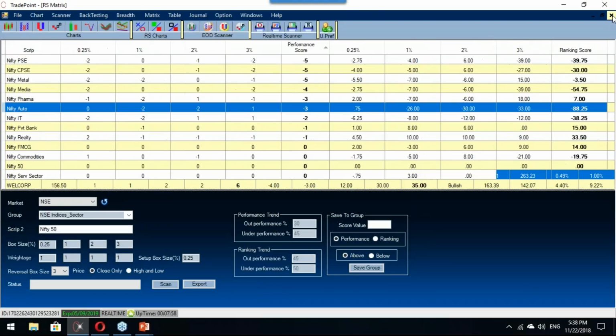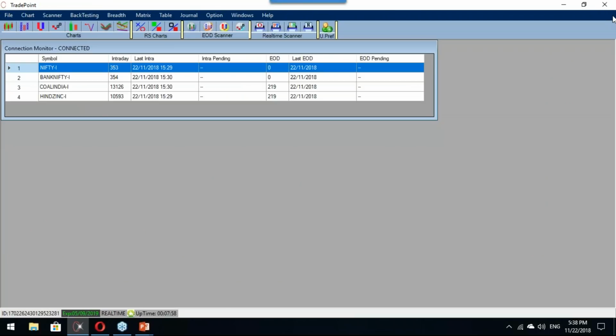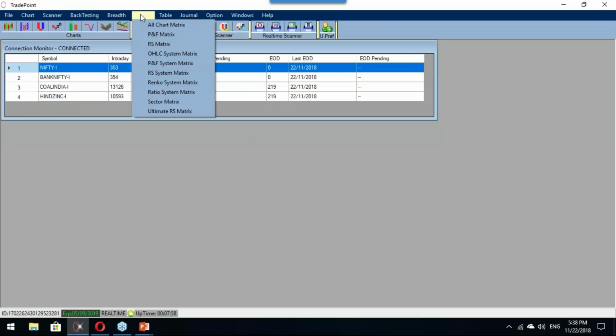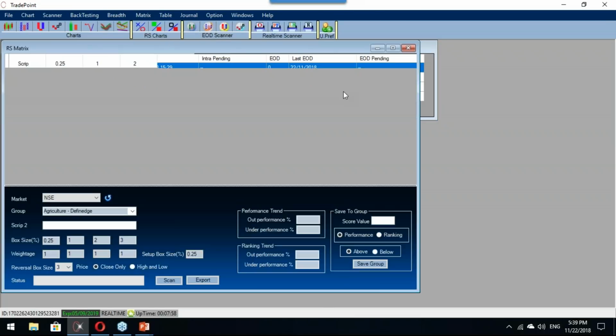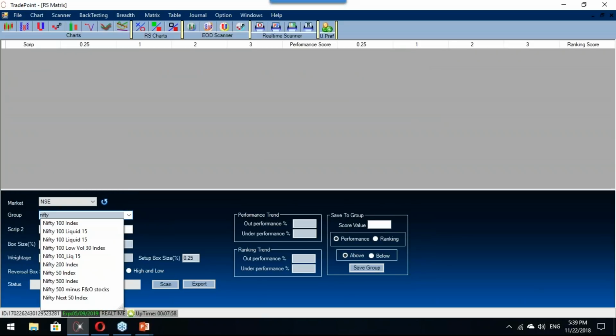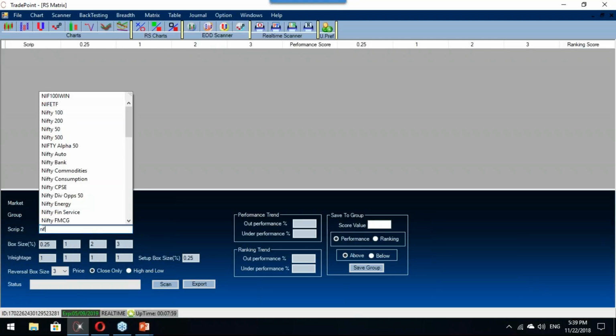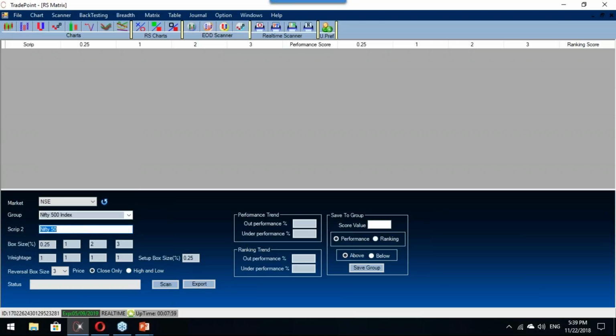So what else can we do? See, if you're trying to build a portfolio, what you can do is use Nifty 500 as the numerator and Nifty 50 as the denominator. And if you click on scan, I am not clicking on scan because it's going to take a lot of while for this table to be generated. So I don't want to do that.